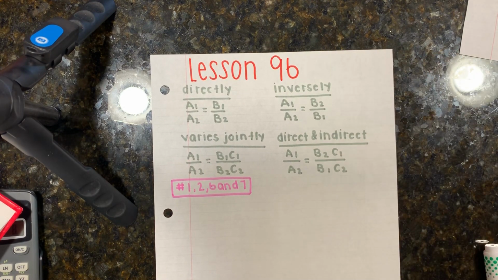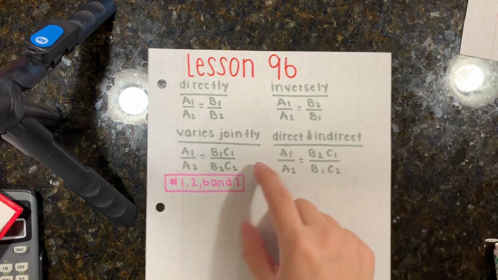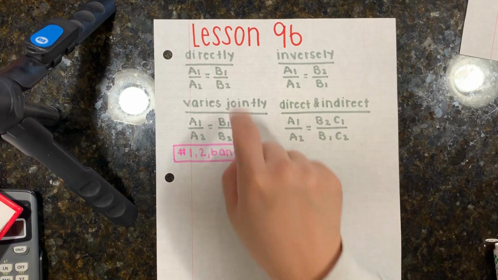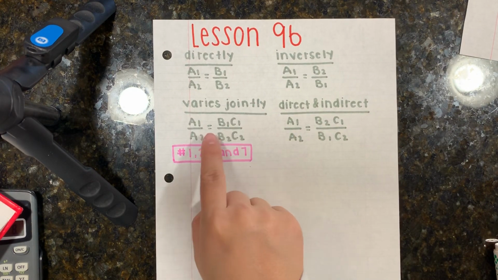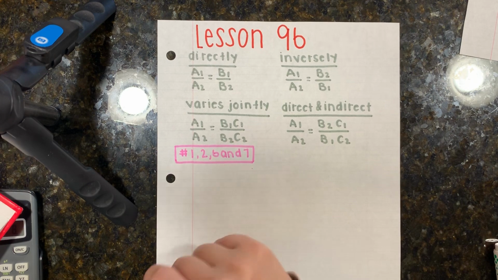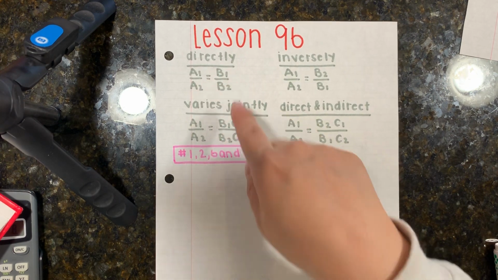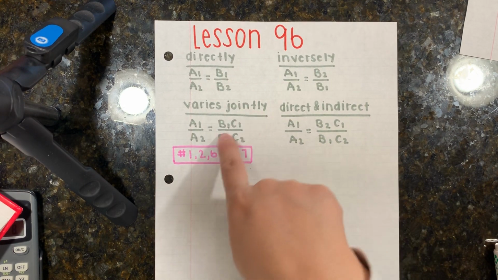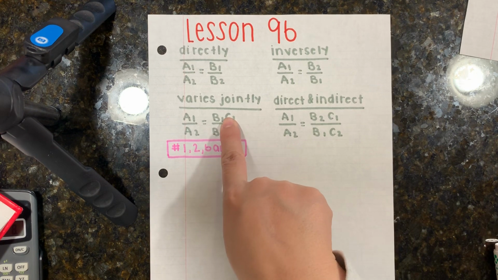What we are going to be doing is varies jointly and then direct and indirect. Varies jointly would mean that we have a second term that's going to be attached to your B1. So it would be B1C1 over B2C2. That would be varies jointly and varies directly, so we're just combining those by multiplication.